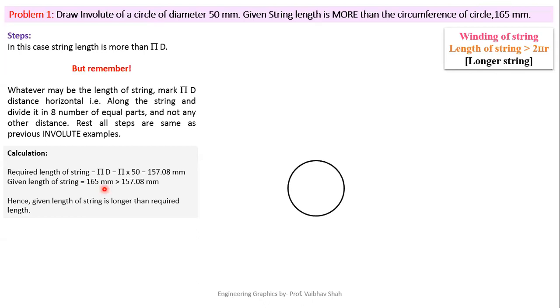So first of all, we must compare both the strings. As we can see, 165 is greater than 157.08, which means that the given length of string is longer than our required length. Our required length is 157. It is obvious that the given length is 165. That means our given length of string in this case is longer than your required length, right? So that means our example is of a longer string. So we'll be doing this example by our longer string method.